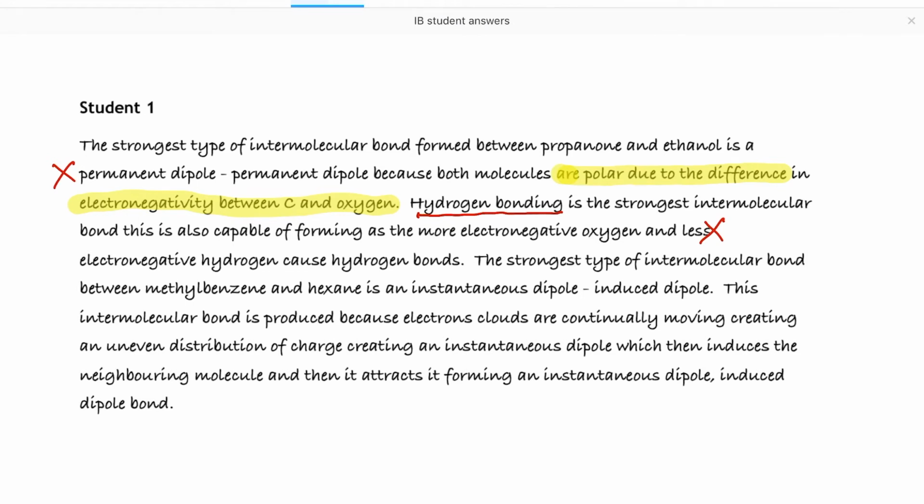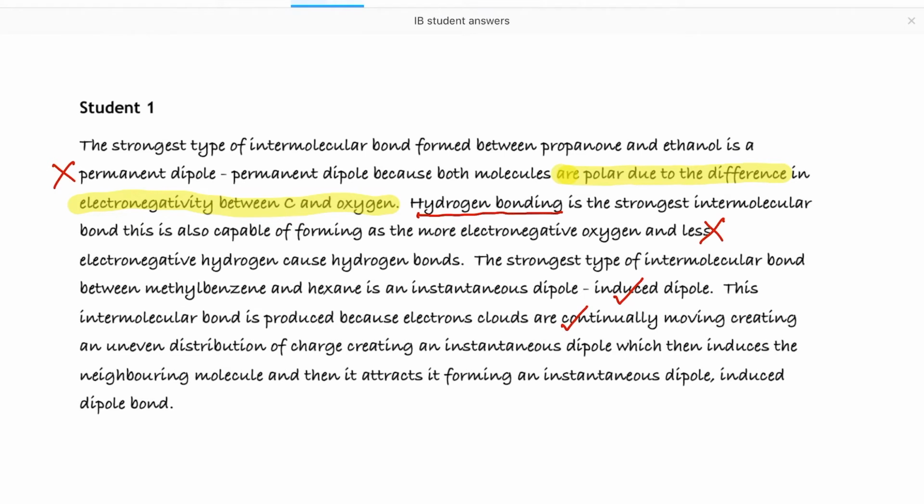Strongest type of intermolecular bond is an instantaneous induced dipole, correct? Going to give the marking point. Again, if your exam board talks about this type of intermolecular bond as a London force, then that would be absolutely fine. And we also know that van der Waals forces is an acceptable term here. This intermolecular bond is produced because electron clouds are continually moving, creating an uneven distribution of charge. Yes, that is very nicely said.